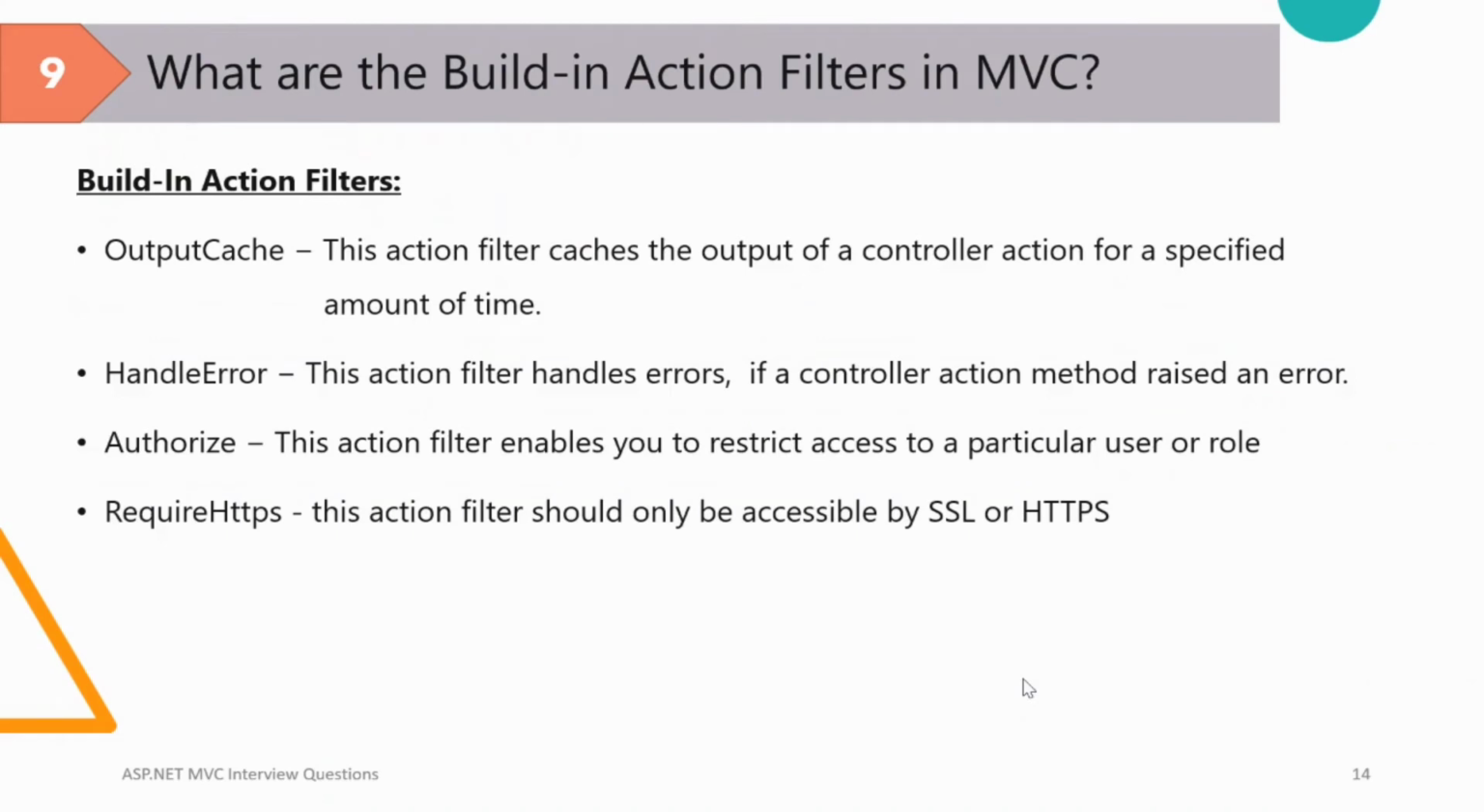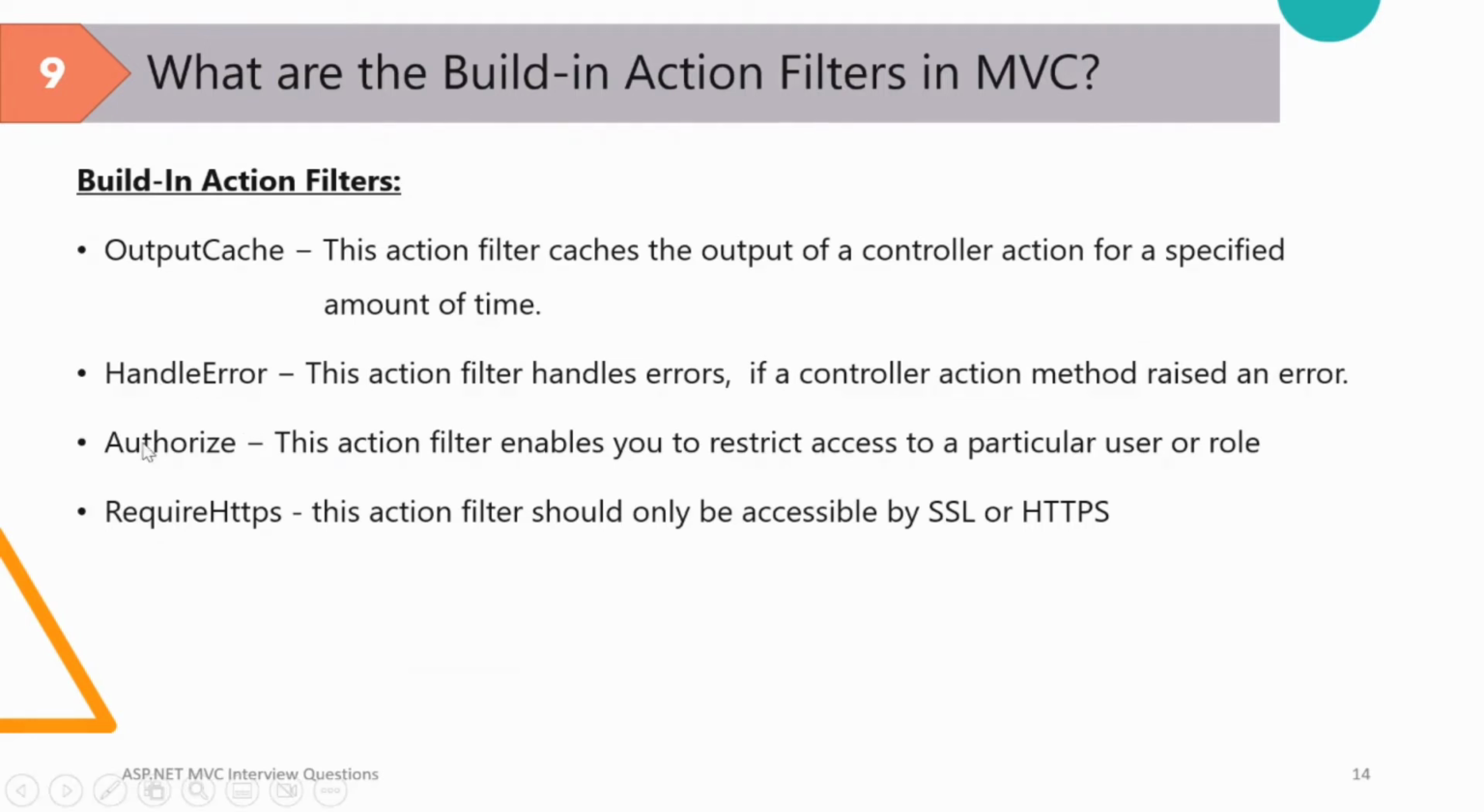Next, what are the built-in action filters in MVC? In the previous question, we saw custom action filters. There are built-in action filters also available: OutputCache, HandleError, Authorize, RequireHttps. These are all attributes. We can apply these attributes at the action method level or controller level.